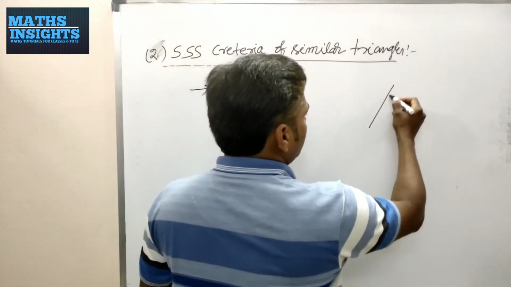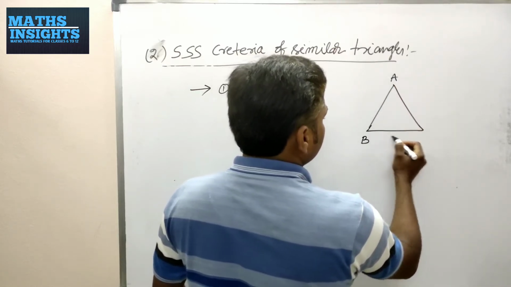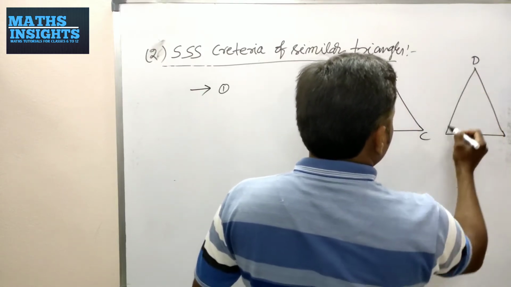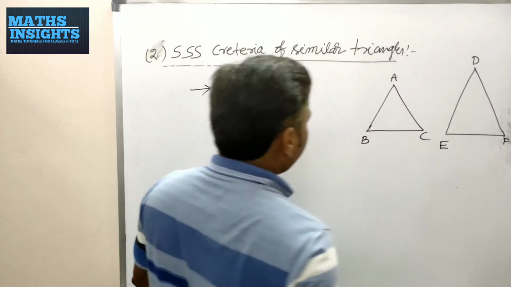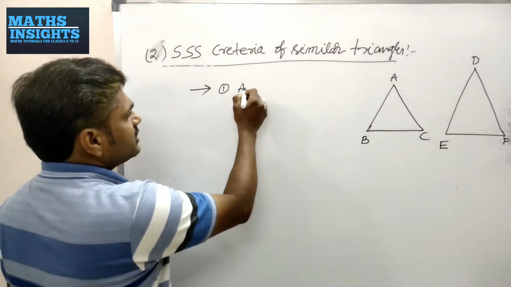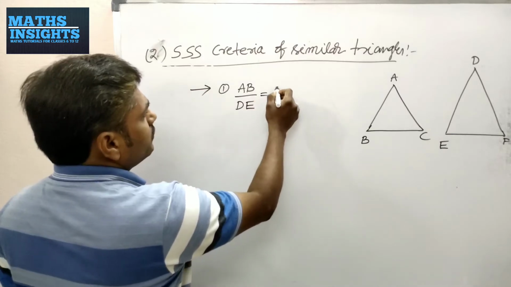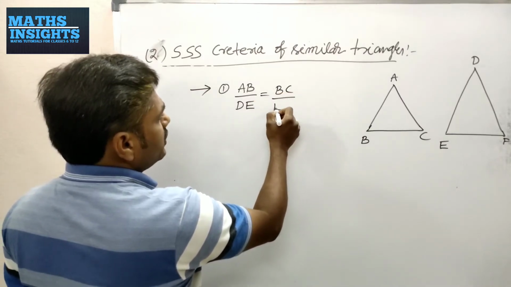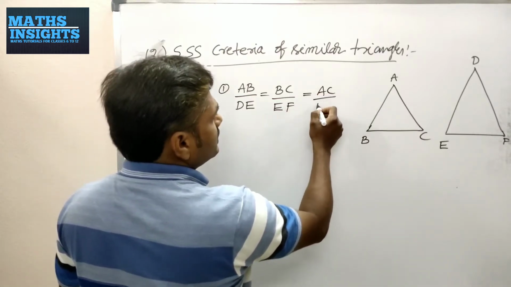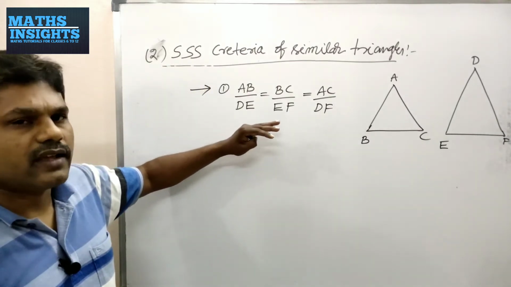Suppose you take two triangles, again I am taking ABC and DEF, which are very easy. They are saying that the ratio of corresponding sides is equal: for the side AB, the corresponding side is DE, and for side BC, the corresponding side is EF. Similarly, for AC it is DF. They are giving this only. They are not saying that the angles are equal.